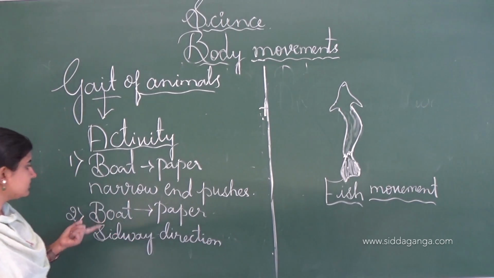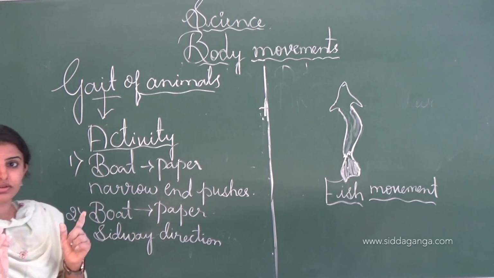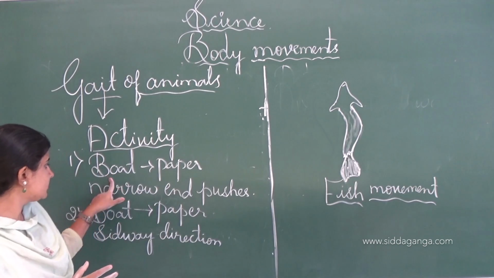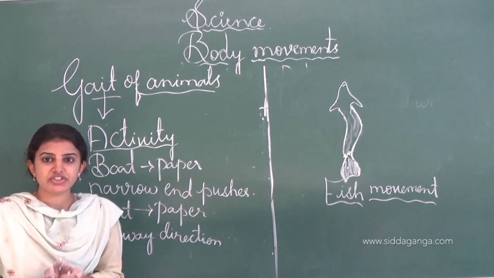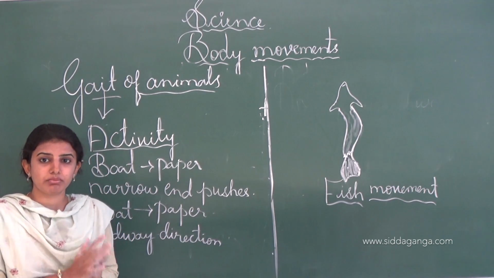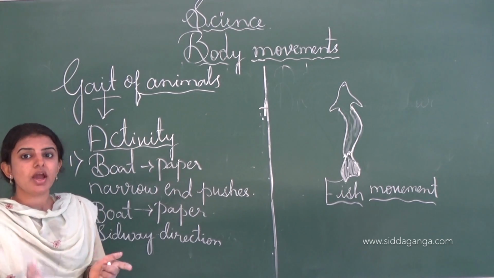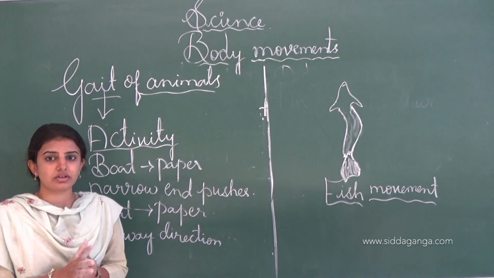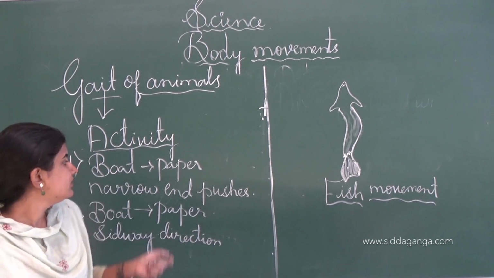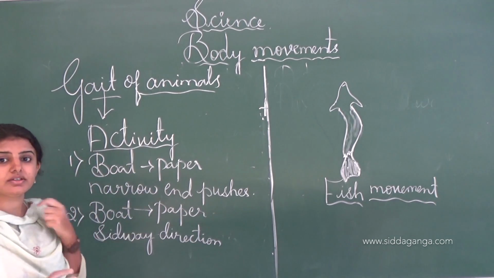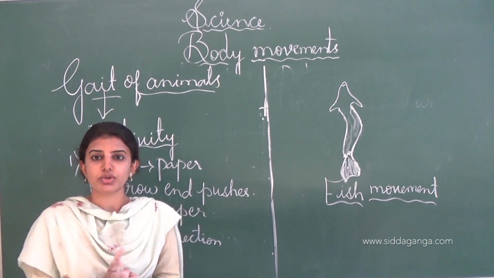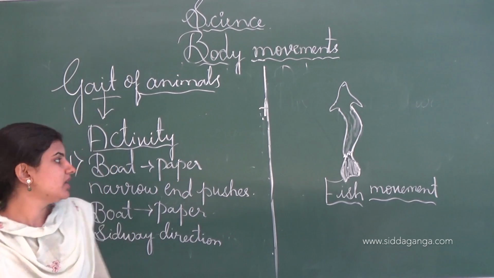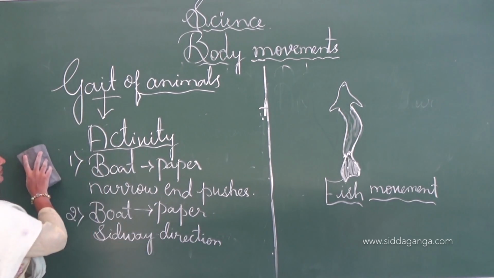So that's why, by looking at the shape of the boat and the fishes, we can say that the boat has a streamlined body, and like that, fishes also have a streamlined body. From this activity we can say that the fishes as well as the boat have a streamlined body. Next we shall move on to another one.